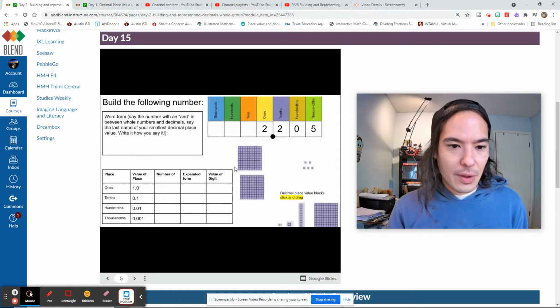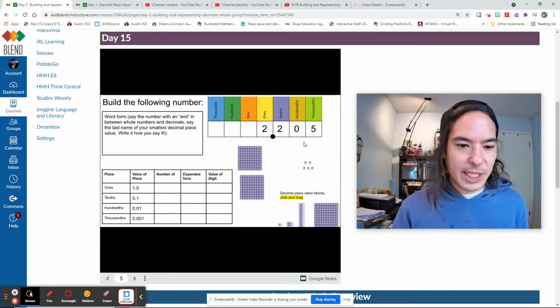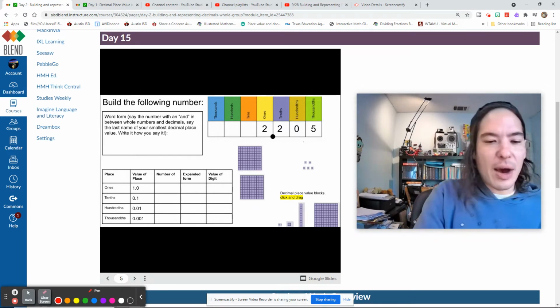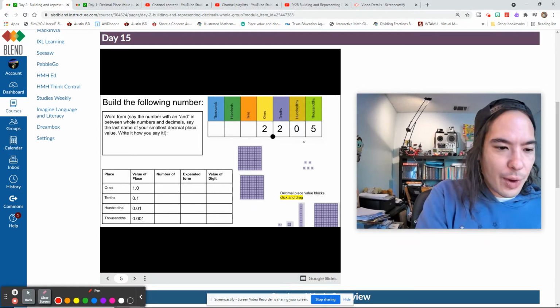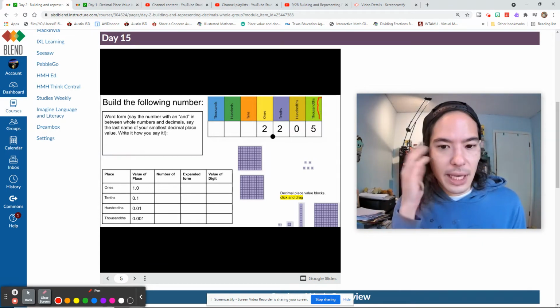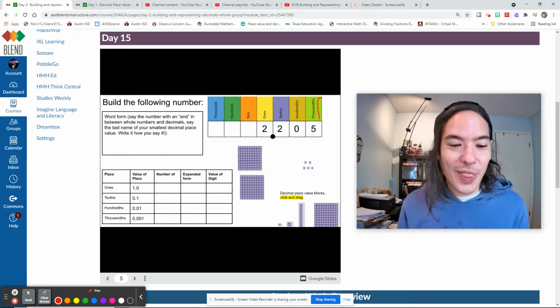All right. Okay. So, woof. They have given us our number with the most place values yet. All right. But we can do this because we have the power. So remember word forms. Say the number with an "and" in between the whole numbers and decimals. Say the last name of your smallest decimal place value. Write how you will say it. So our smallest place value is thousandths this time. So we're going to end saying our number with the word thousandths.